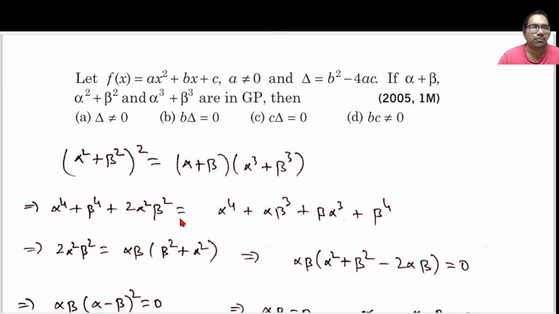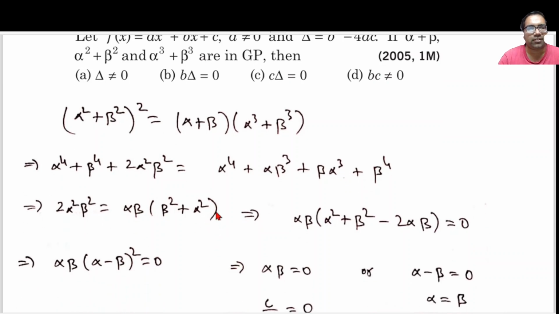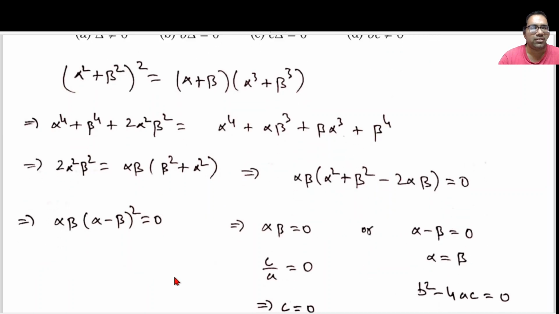This alpha power 4, beta power 4 will get cancelled from both sides. We'll be left with 2 alpha square beta square equals alpha beta into alpha square plus beta square. In these two terms, we can take alpha beta common. So, bringing everything on the same side, we get alpha beta into alpha square plus beta square minus 2 alpha beta. What is this? a square plus b square minus 2ab. This means the equation becomes alpha beta into alpha minus beta whole square equals 0.